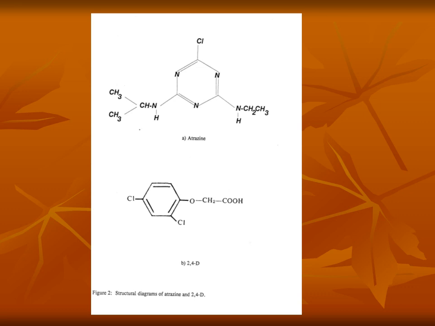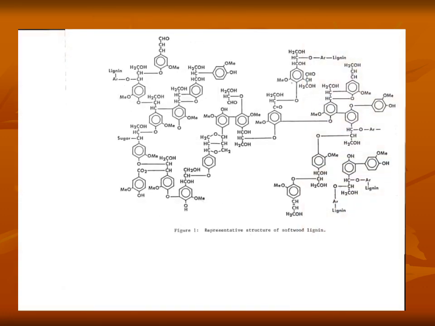This is an example of a couple of herbicides, atrazine and 2,4-D, that have been used frequently. The problem is they can accumulate in the soil and then have problems breaking down. So I was involved with a study looking at microorganisms that were capable of breaking both of these compounds down, so from a bioremediation standpoint.